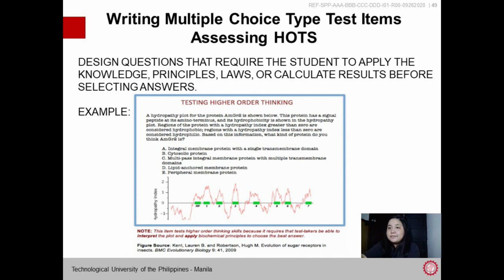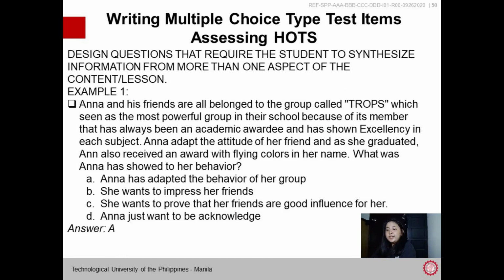Okay, next. So next is design questions that require the student to synthesize information from more than one aspect of the content or lesson. So have the questions that help or that will make the students combine the different ideas or various ideas from the lessons.